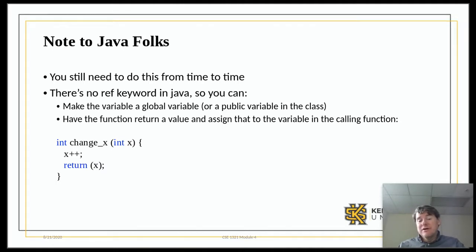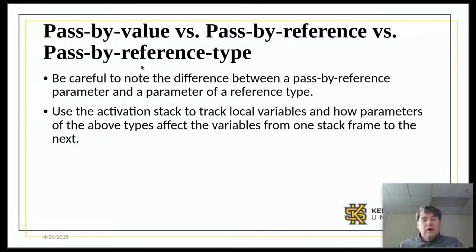To be clear, this is still passing by value. It's just that you're getting back the value and you're updating your method that you were making the original call from. All right, so we're going to try and clarify these words. Pass by value means that whatever the variable is that you are passing, a value is going to be copied from the calling method to the called method.